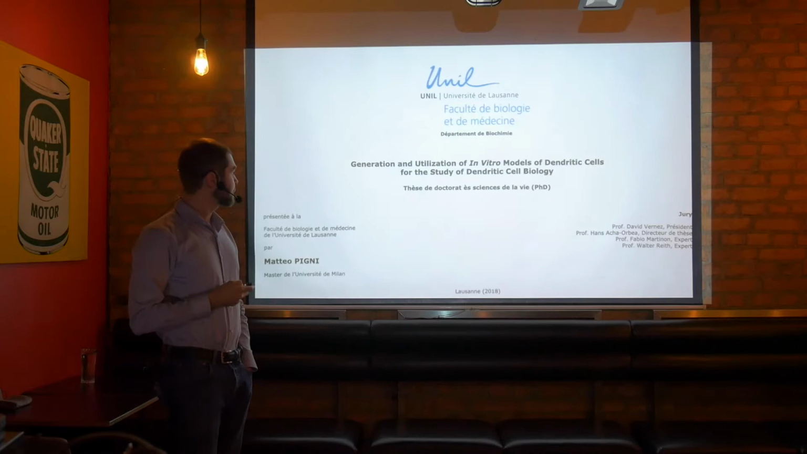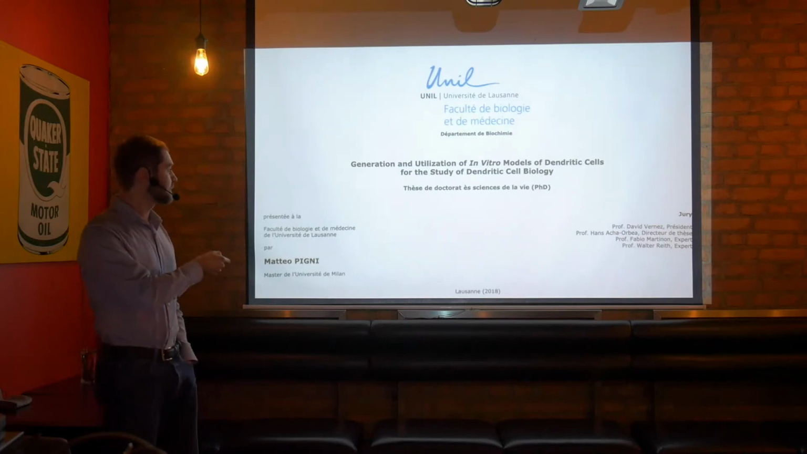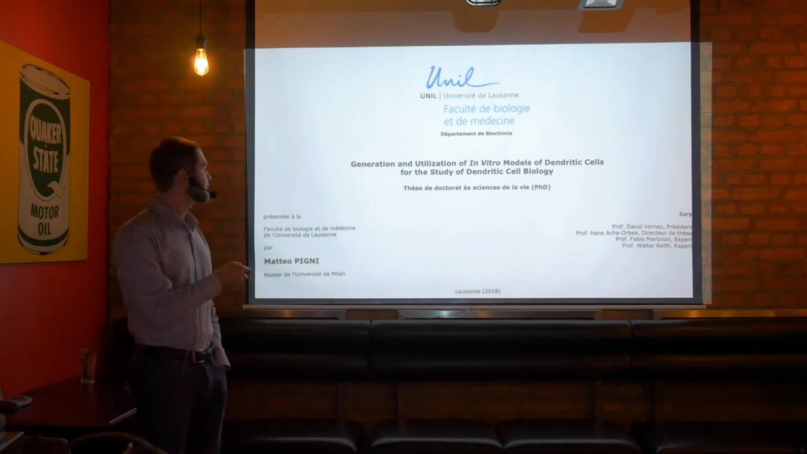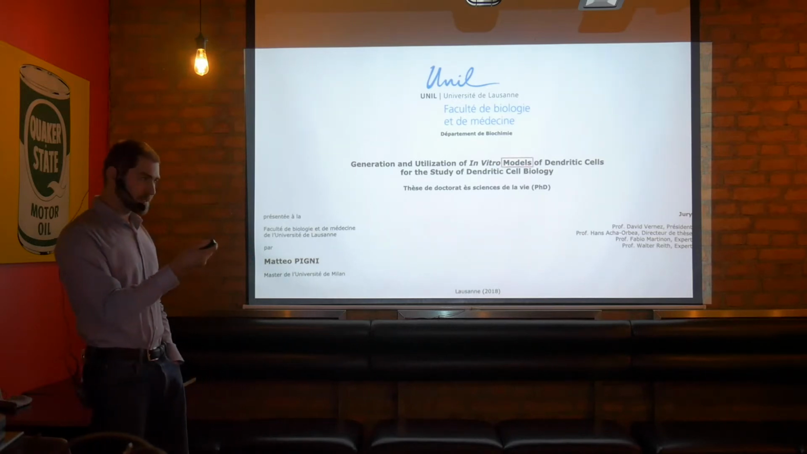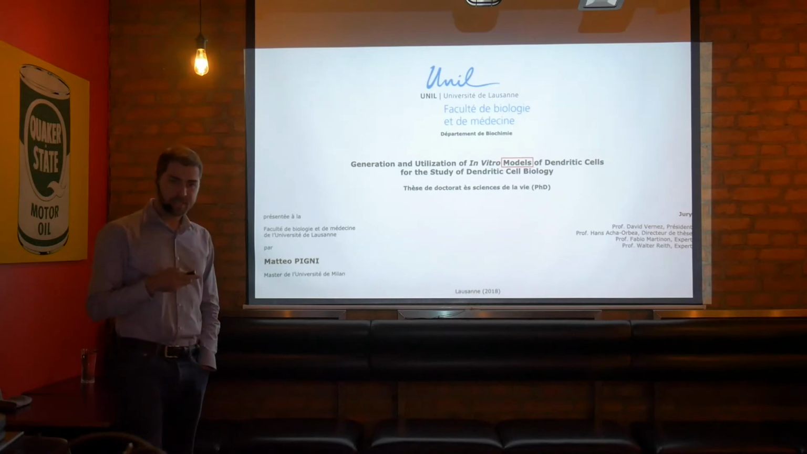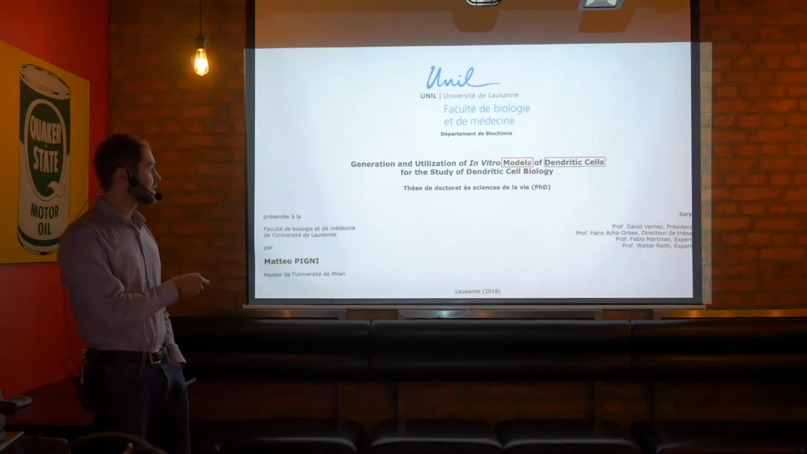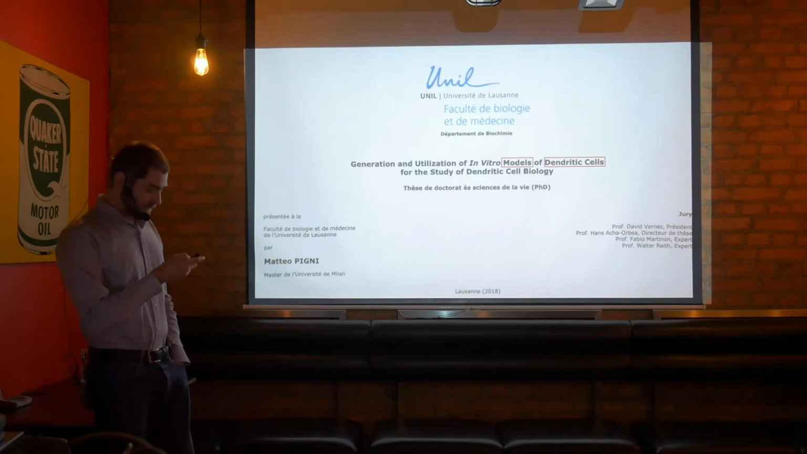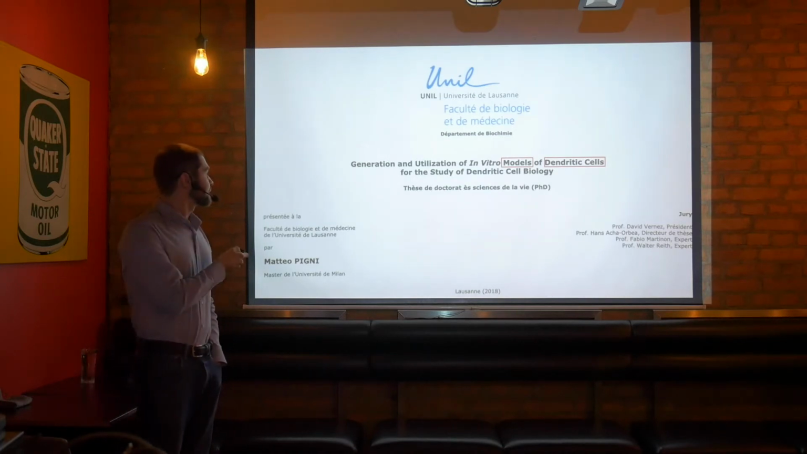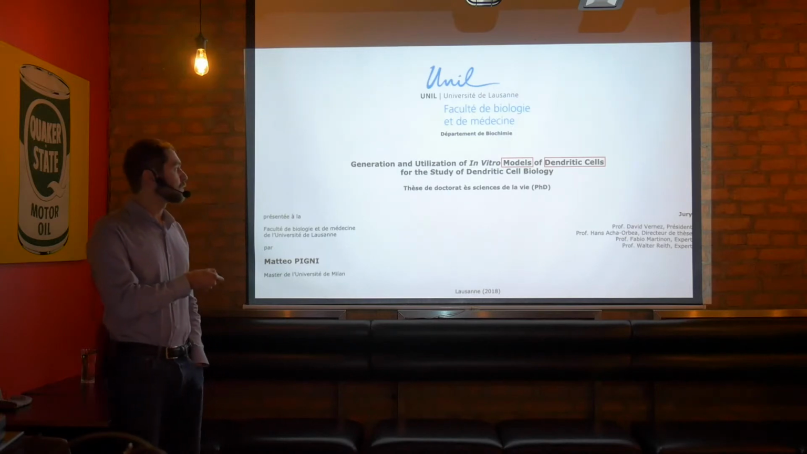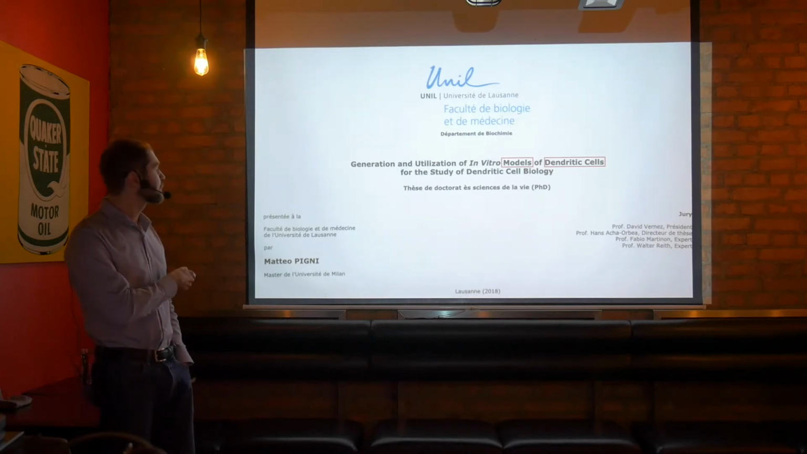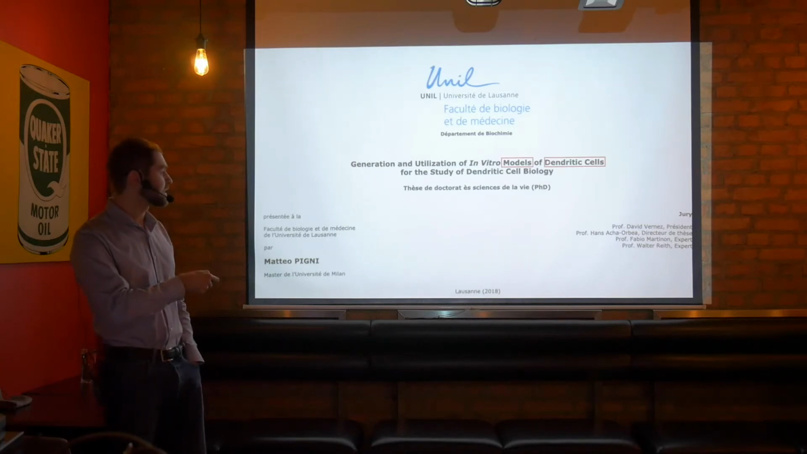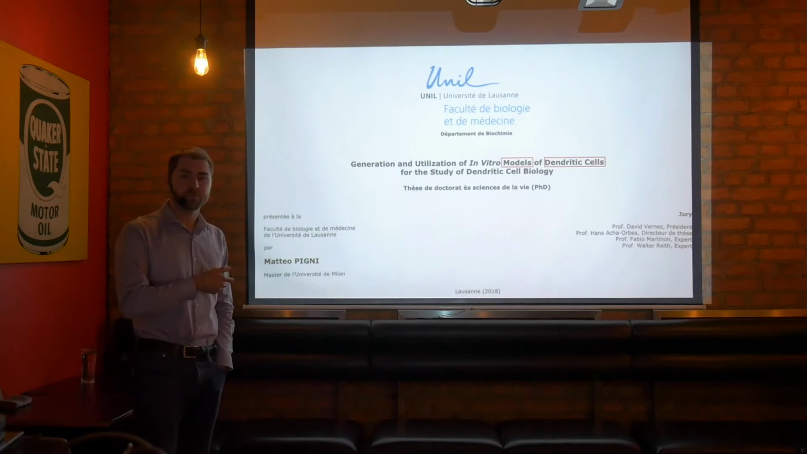I wanted to show you this because I think that in the title of my thesis there are two key elements to understand the work that we've done. The first element is the concept of model, and the second element is this group of cells that are immune cells known as dendritic cells. I'm going to show you what a model is, what dendritic cells are, and then we're going to go through how we generated this model of dendritic cells and what this model is good for.